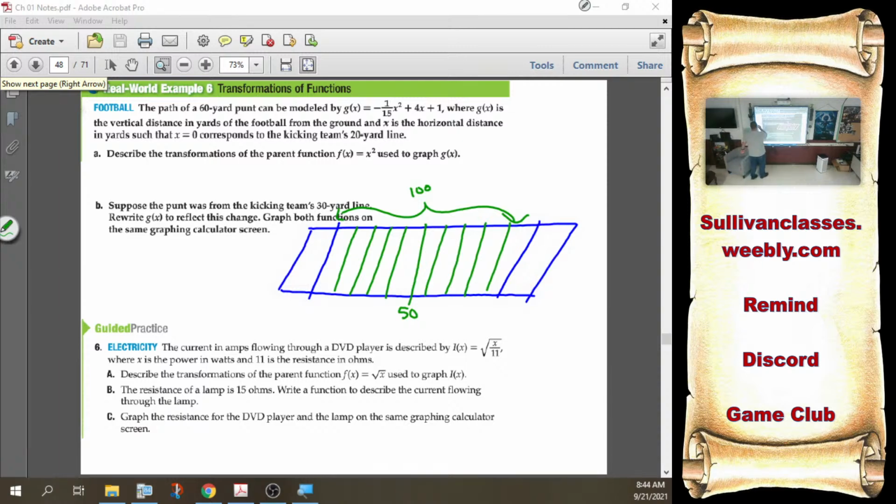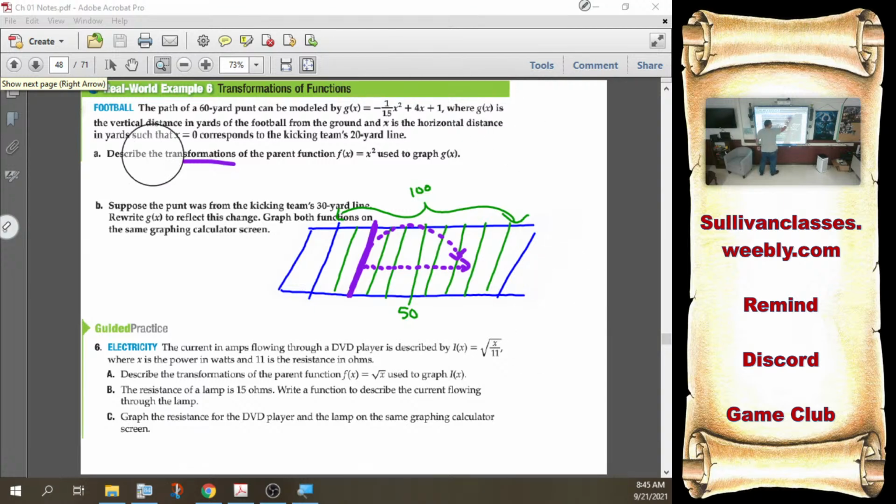They're saying that we're going to make a function here where we're all the way back on our 20 and going to punt the ball, sounds familiar, where x is horizontal distance and y is vertical distance. Okay? So that's how it's working. And that's my function. Describe the transformations.